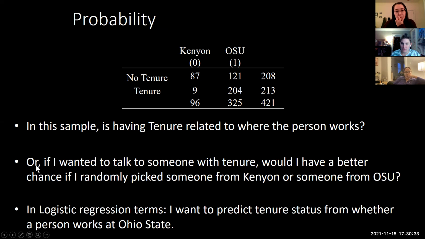Or, to phrase it another way, if I wanted to talk to someone with tenure, would I have a better chance if I randomly picked someone from Kenyon or randomly picked someone from Ohio State? I think that the numbers bear out here that if I want to talk to someone with tenure, I'm much better off guessing that's someone from Ohio State. But that's not a significance test. It's just my raw numbers.